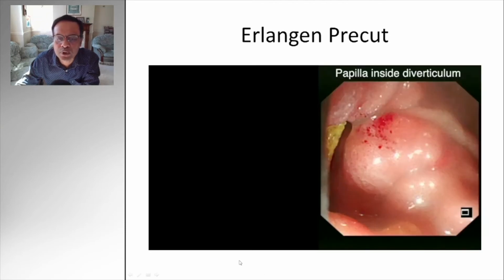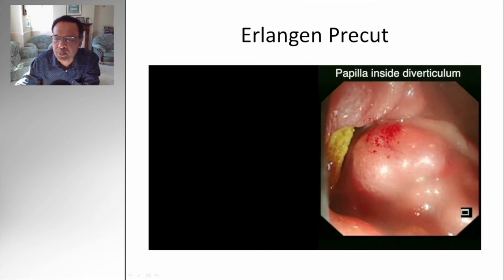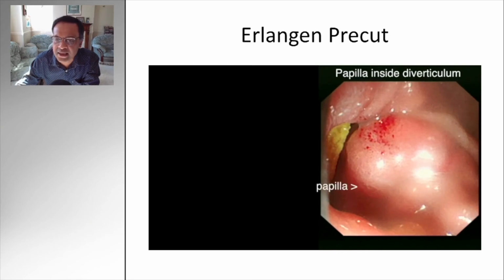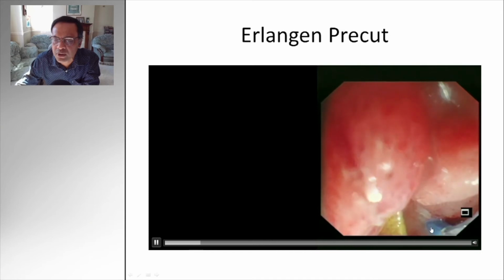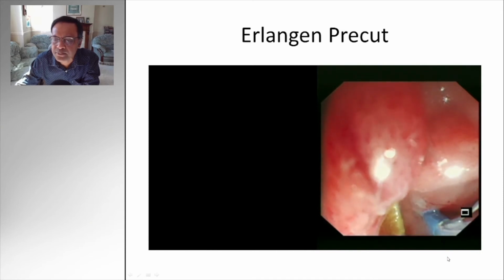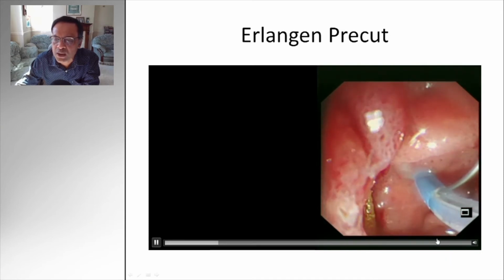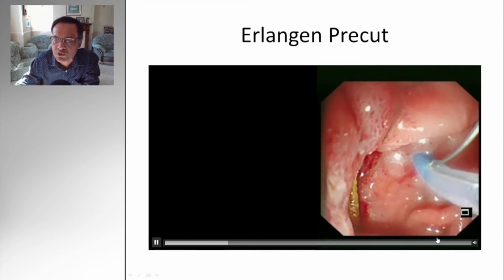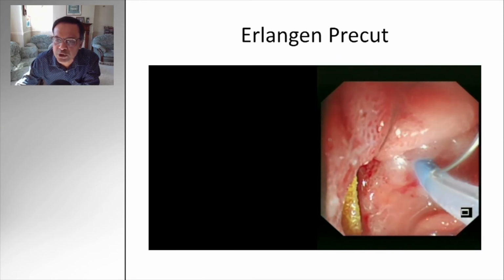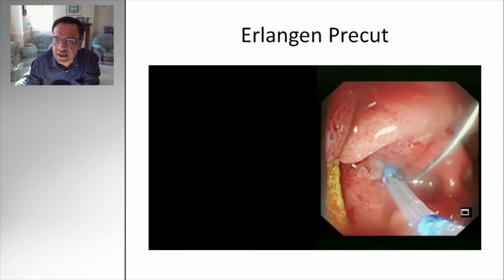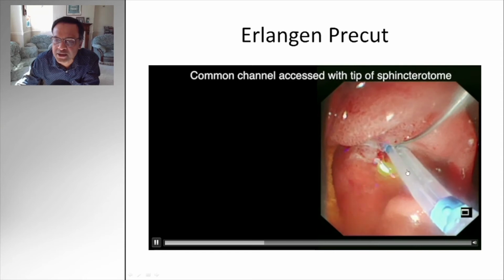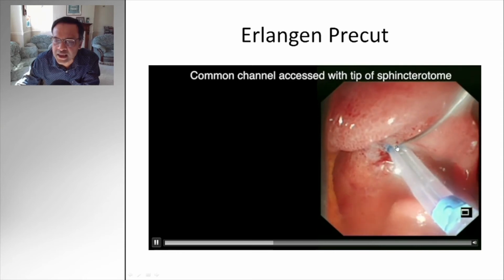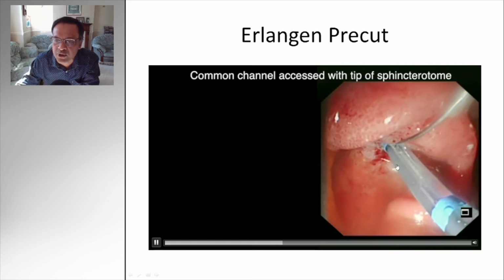Here is an example of Erlangen Precut using a short nose sphincterotomy. The papilla is a difficult one and is inside a diverticulum. The papillary orifice is situated awkwardly. First of all, the tip of the sphincterotomy is placed in the common channel and the wire is bowed so that the distal portion of the wire makes contact with the roof of the papillary orifice.